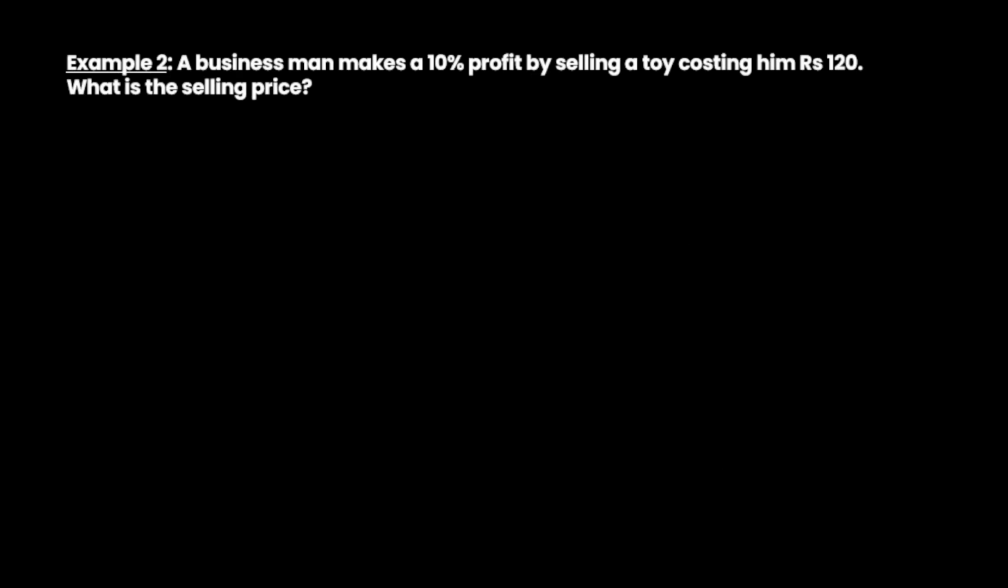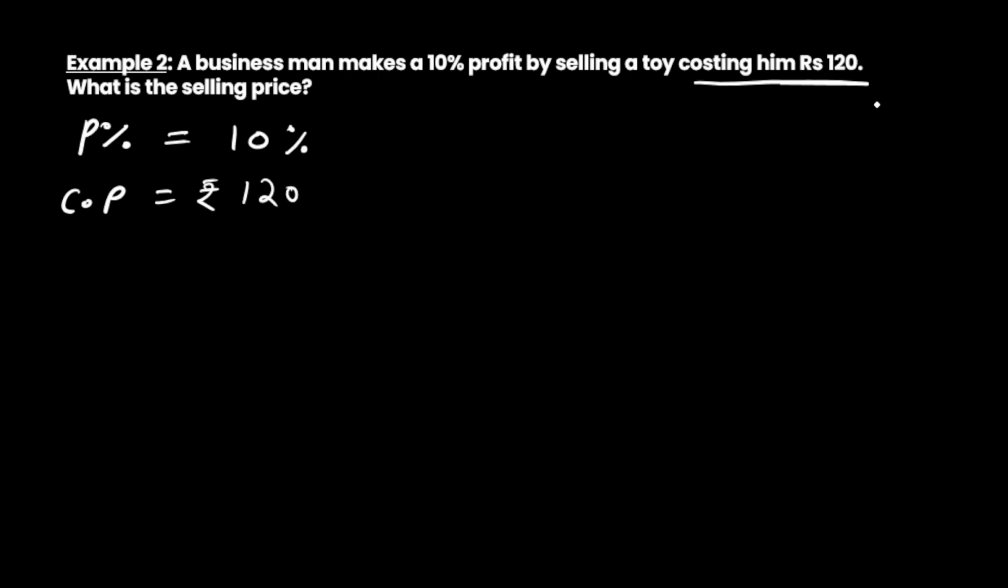Let's do one more example. So example 2, let's see what is given to us and what we have to find. Always do this at first. Write down what is given and what we have to find. So, a businessman makes 10% profit by selling a toy costing him rupees 120. What is the selling price? So what is given to us? Profit percent is given to us. How much is the profit percent? 10%. Costing him means that for him the cost price is rupees 120.